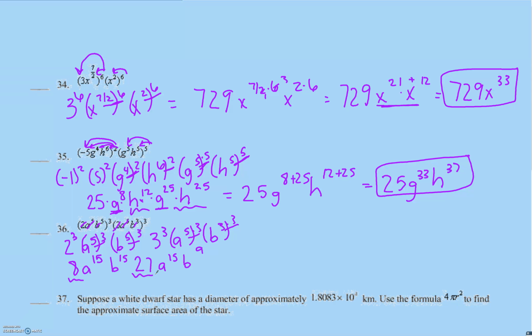8 times 27, 216. A to the 15th plus 15. We add those since we're multiplying powers with the same base. B to the 15 plus 9. 216. A to the 30th. B to the 24th.